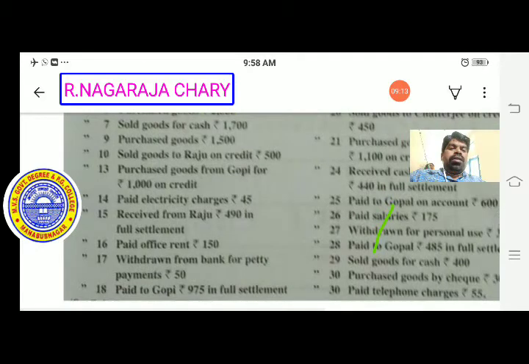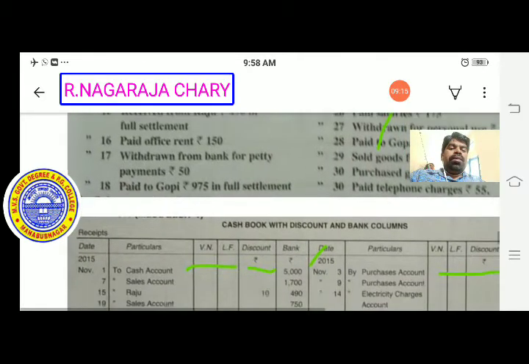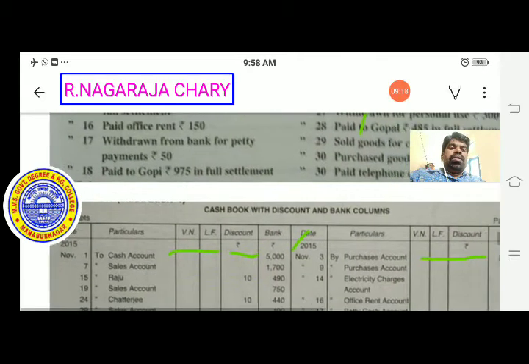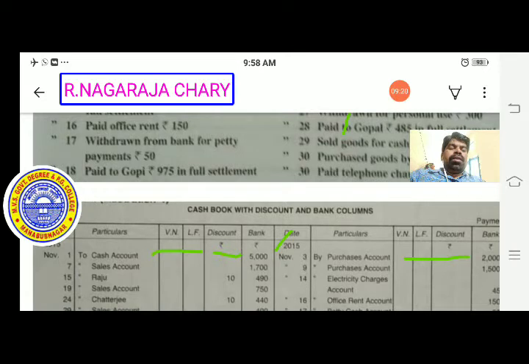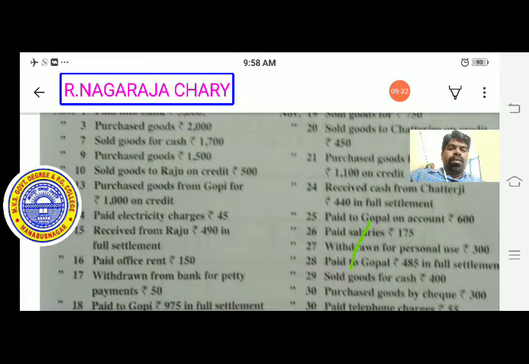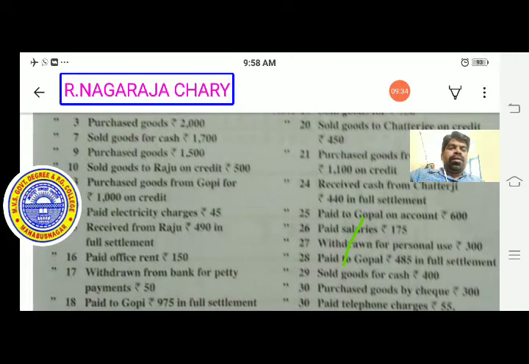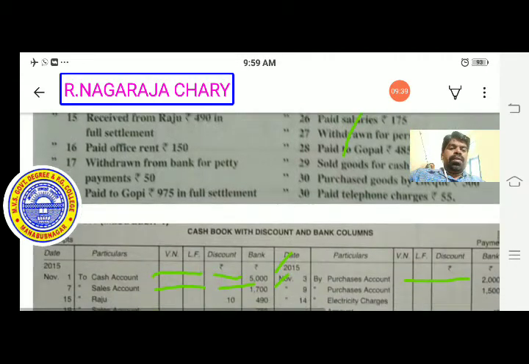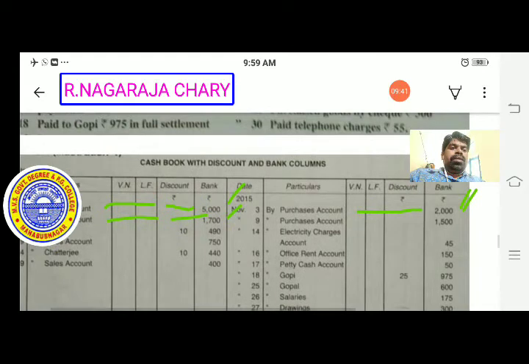Next transaction, goods sold for cash 17,000. When we are selling goods, then it is a receipt. So, that is why we have to record on the debit side, that is 1700. Next, purchased goods 1500. When we are purchasing, then we have to pay cash. So, that is why cash is to be paid.